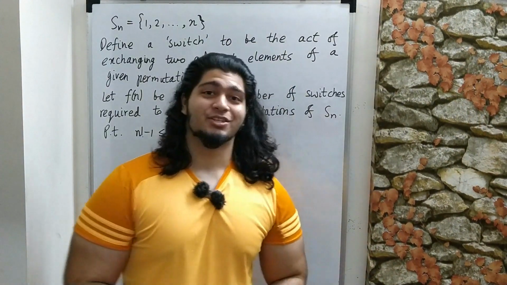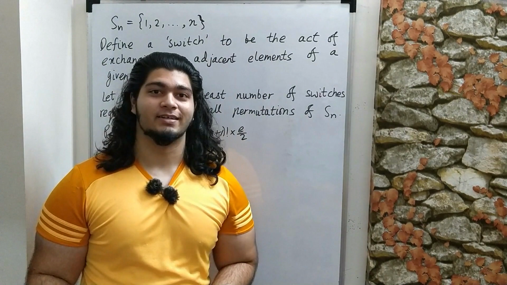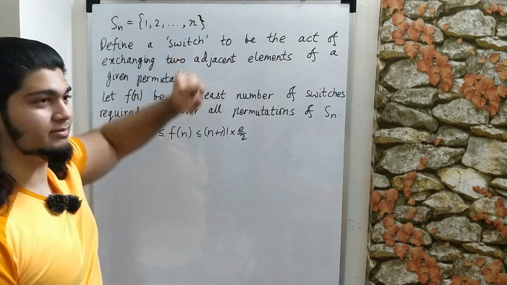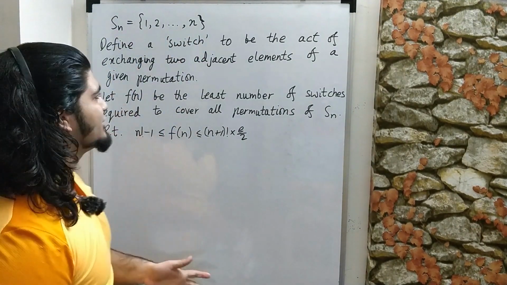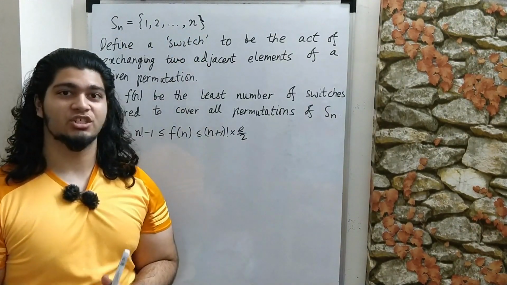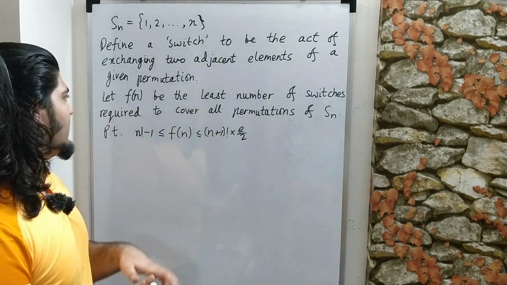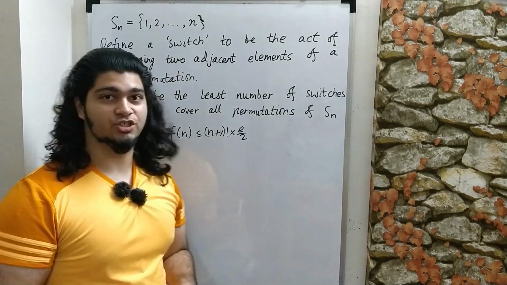Hey there. So today we are going to be looking at this question which I made myself, and the question is as follows. Let Sn be the set of natural numbers from 1 to n, and define a switch to be the act of exchanging any two adjacent elements in any given permutation, and let f of n be the least number of switches required to cover all permutations of Sn.